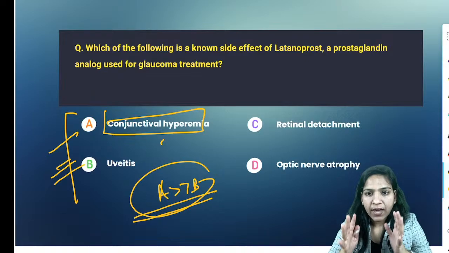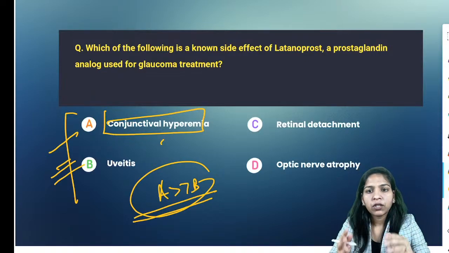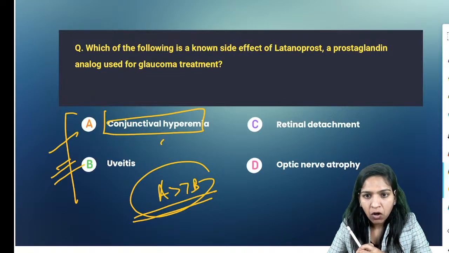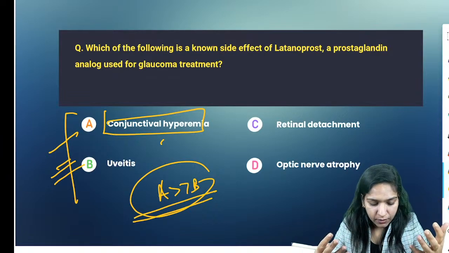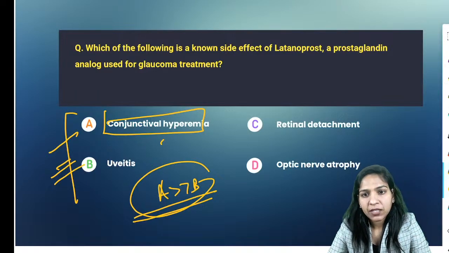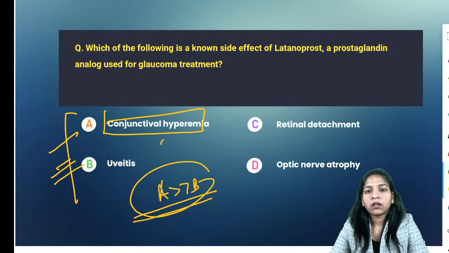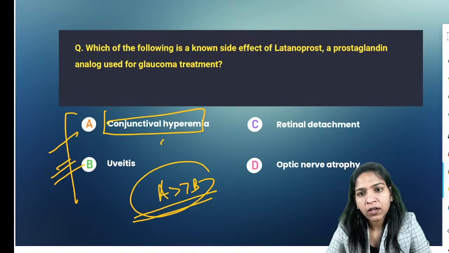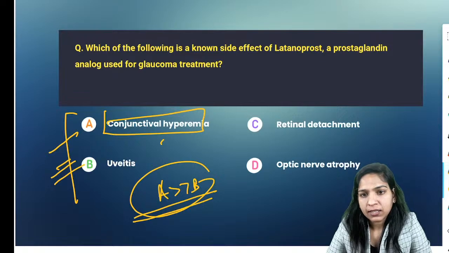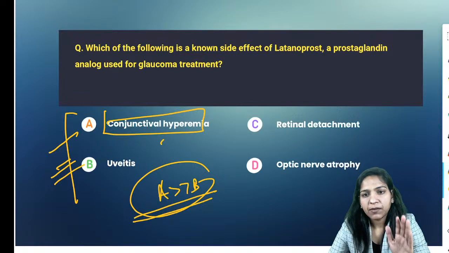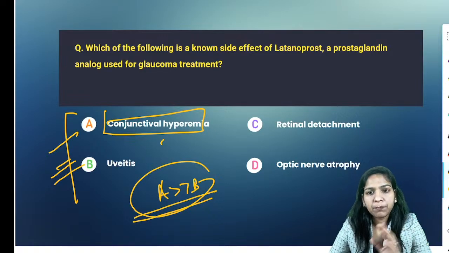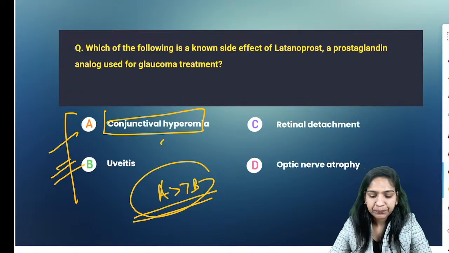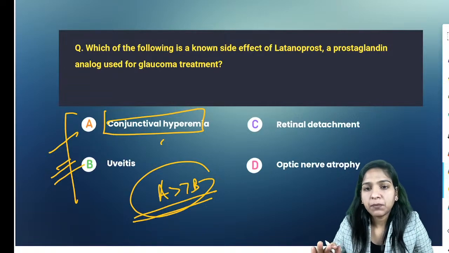So in a patient of uveitis, if the patient is having increased IOP, we avoid using a prostaglandin analog, because prostaglandin analogs worsen the uveitis. That's why we avoid using a prostaglandin analog in a patient of uveitis. Along with that, they also cause conjunctival hyperemia. But conjunctival hyperemia is the more common associated side effect of latanoprost as compared to uveitis, right? So A more than B is the correct answer.